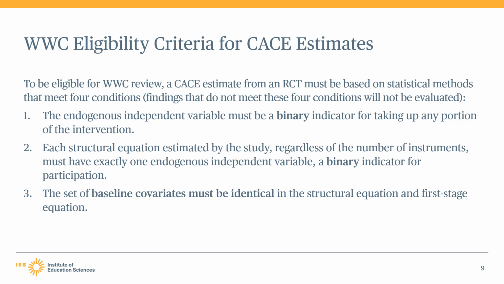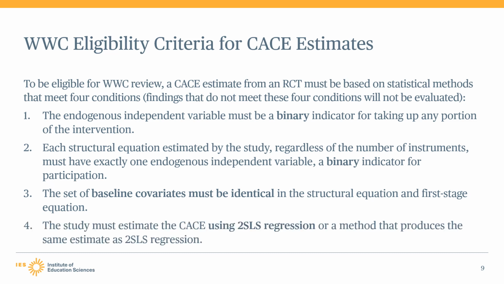The fourth and final criterion is that the study must estimate the CACE using either two-stage least squares regression or a method that produces the same estimate as two-stage least squares regression. As we discussed previously, the impact of intervention take-up among compliers is estimated in two-stage least squares using a first-stage equation and a structural equation. At the second stage, or estimation of the structural equation, researchers obtain an estimate of the CACE.